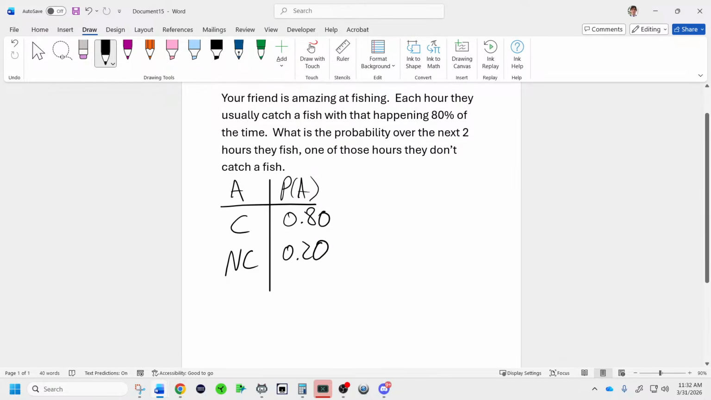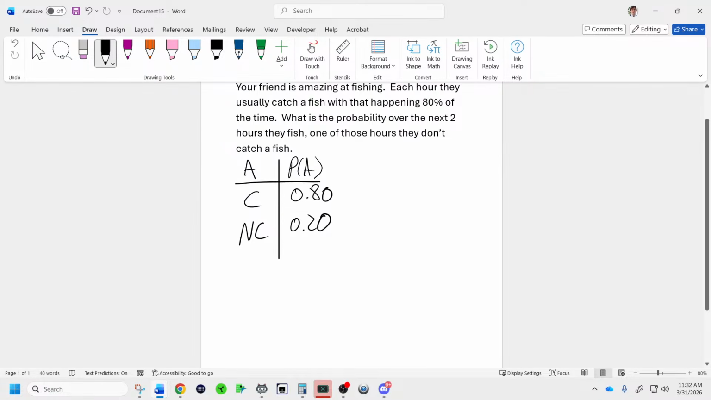And then we want to look at the probability they don't catch a fish in one of those hours. What's the probability in the next 2 hours that at least one of those hours they don't catch a fish? I want to make sure that's clear. It's at least one. Okay.